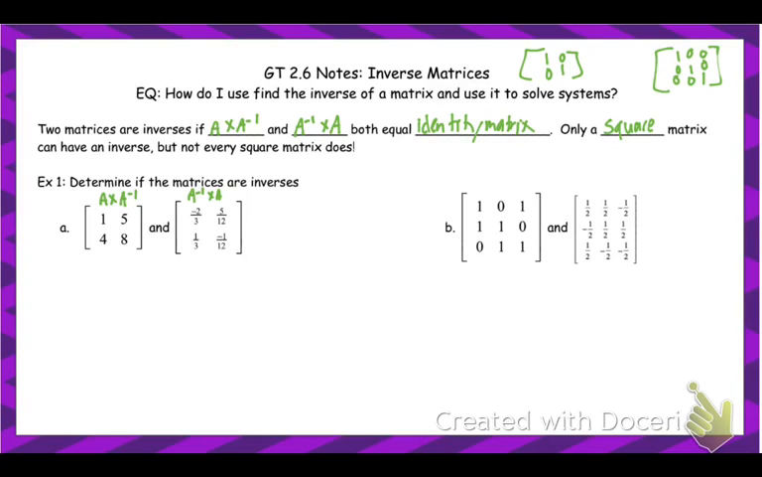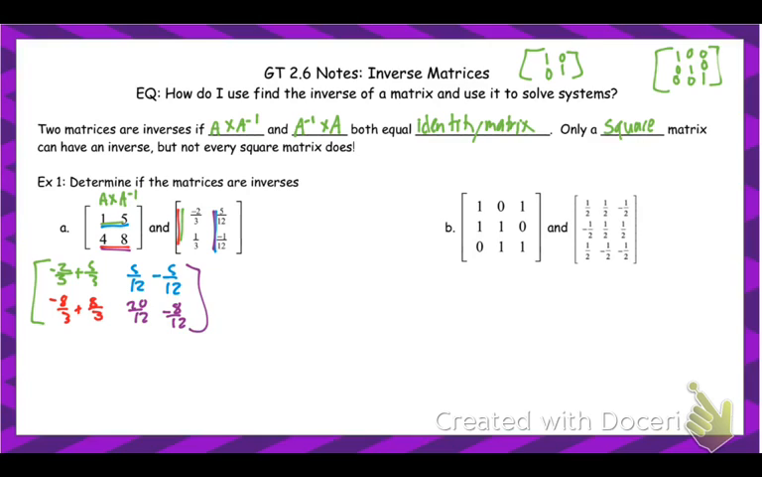So to start, we'll do A times A inverse. I'm going to go row by column. So negative 2/3 plus 5/3. Then row 1, column 2: 5/12 minus 5/12. Then row 2, column 1: negative 8/3 plus 8/3. And finally, bottom row, last column: 20/12 minus 8/12. I can simplify. I get 3/3, 0, 0, 12/12, which is the identity matrix.